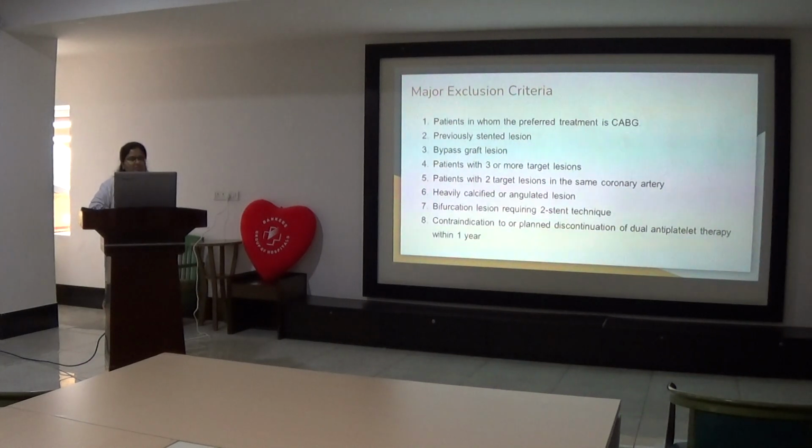Exclusion: a patient for whom the preferred treatment is bypass, previously stented lesion or a bypass graft lesion, patient with 3 or more target lesions, patients with 2 target lesions in the same coronary artery, heavily calcified or angulated lesion or bifurcation lesion requiring 2 stent technique, and if there is any contraindication for discontinuation of dual antiplatelets within 1 year.